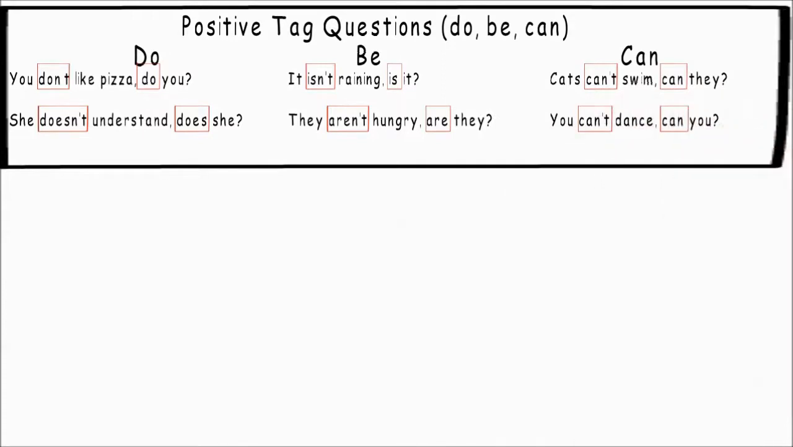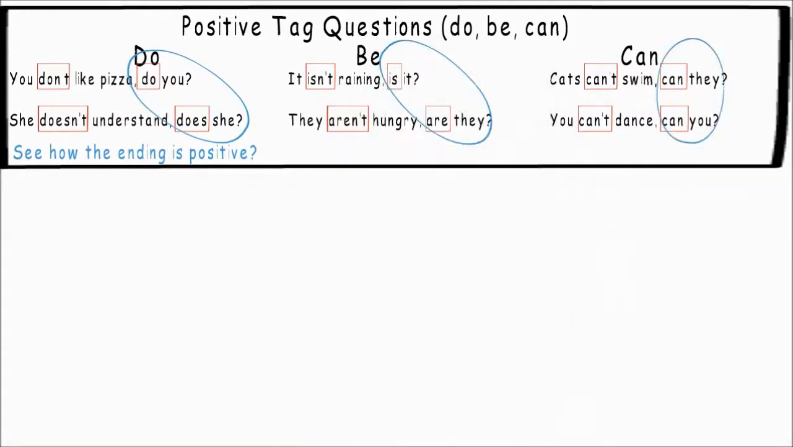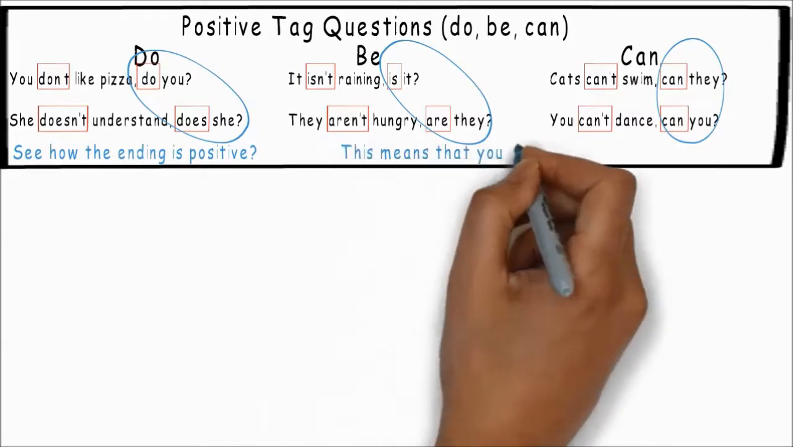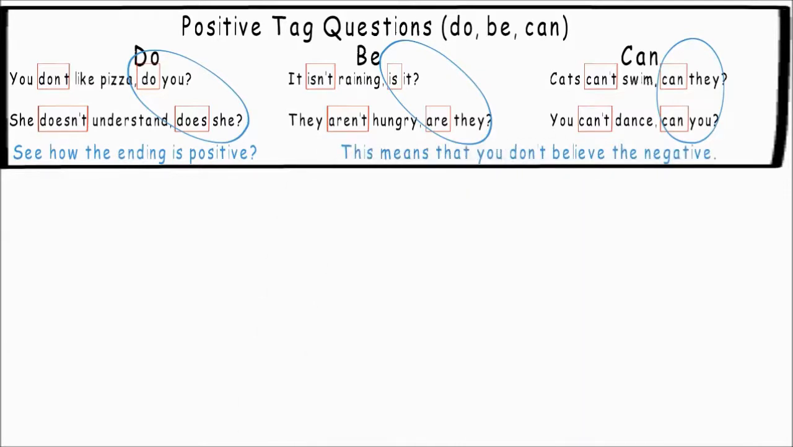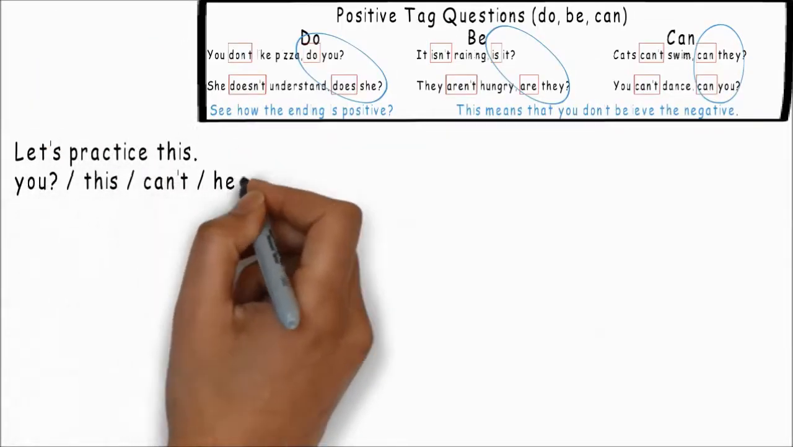Do you see how the pattern is different from before? It's the opposite. See how the ending is positive? Do, is, can. Those are positives. Don't means negative. This means that you don't believe the negative. Cats can't swim. I don't believe that. Can they? So I asked the question. Let's practice this.